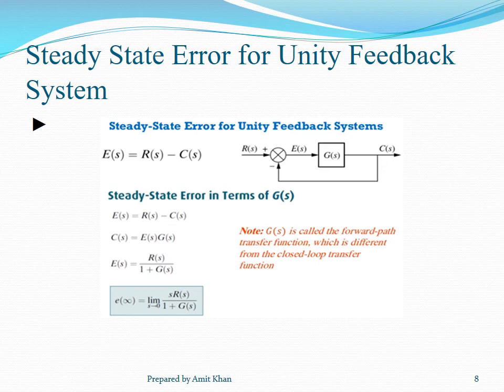Here is the steady state error for a unity feedback system. The block diagram is given. Here the feedback is equal to 1, so it is called a unity feedback system. The steady state error in terms of G(s) is E(s) equals R(s) divided by 1 plus G(s), and when the limit s tends to 0, the steady state error is s into R(s) divided by 1 plus G(s). Here G(s) is called the forward path transfer function, which is not the same as the closed loop transfer function.